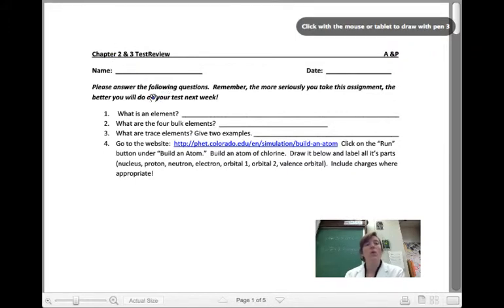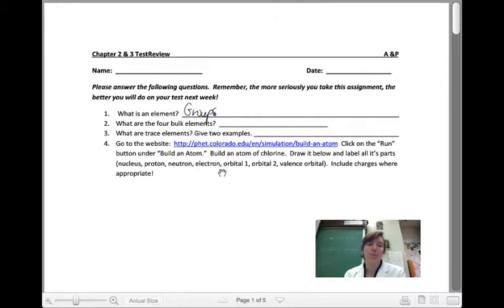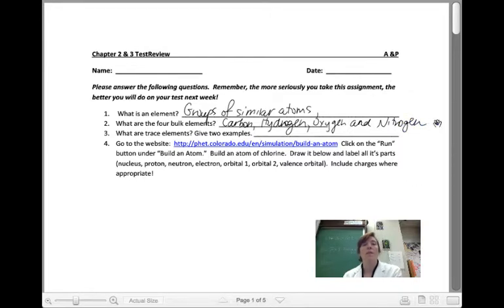So let's start with what is an element. An element is groups of similar atoms. Good examples of elements are the ones that we talked about as bulk elements, and that would be carbon. I'm going to write them out. Hydrogen, oxygen, and nitrogen. And bulk elements are elements that make up the majority of our body, 96% in fact.